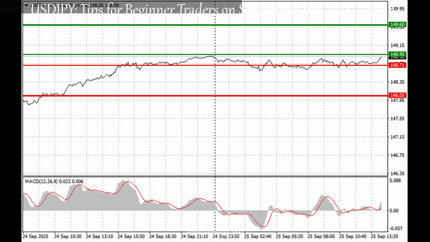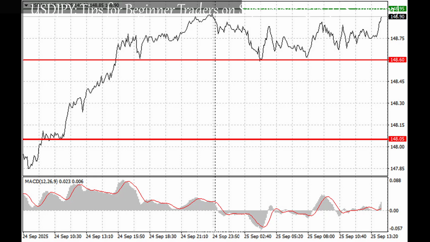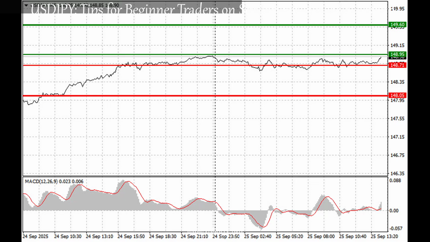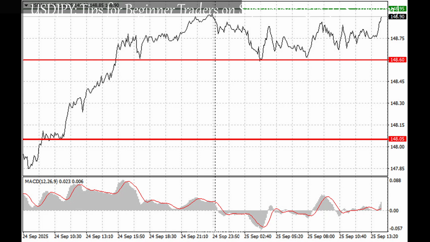Important. Before selling, make sure the MACD indicator is below the zero line and only beginning to decline from it. Scenario 2. I also plan to sell USDJPY today in case of two consecutive tests of 148.95 at a moment when the MACD indicator is in the overbought zone. This will limit the pair's upward potential and trigger a reversal downward. A decline toward the opposite levels of 148.71 and 148.05 can then be expected.